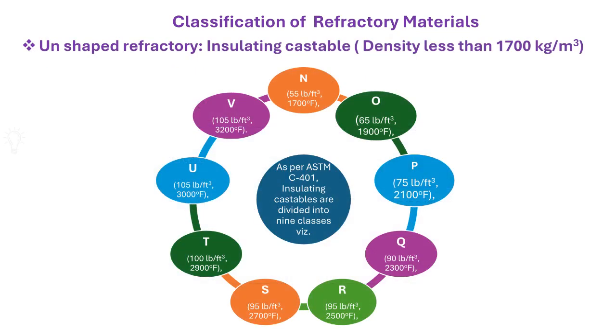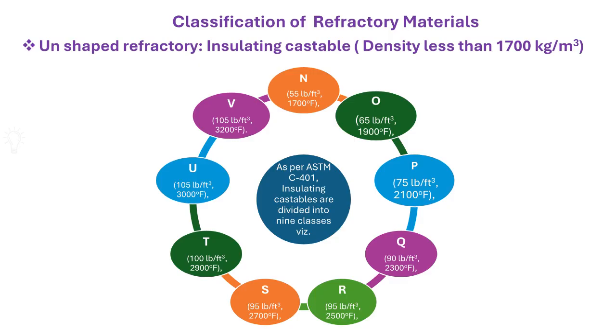Insulating castables are lightweight refractory materials specially designed to reduce heat loss through furnace walls, while still helping the furnace maintain its required operating temperature. Because of their low density, these castables play a very important role in energy efficiency and overall furnace design. According to the ASTM C401 standard, insulating castables are classified into 9 different grades. Each grade is defined based on its bulk density and maximum temperature rating. Let's look at these grades step by step.